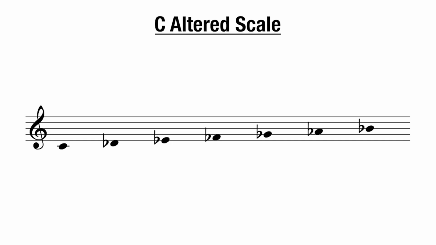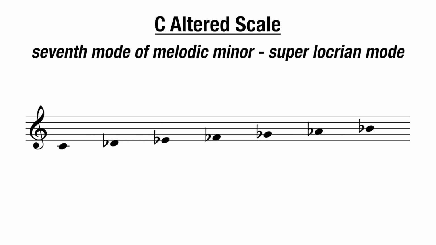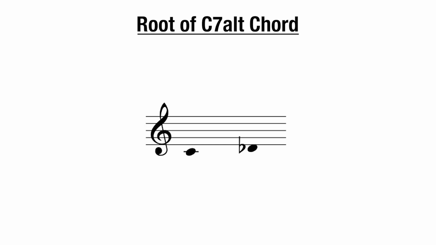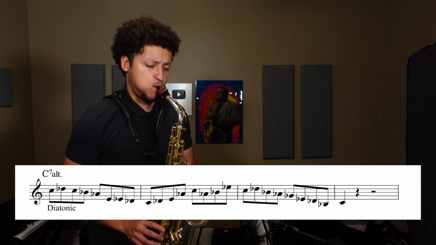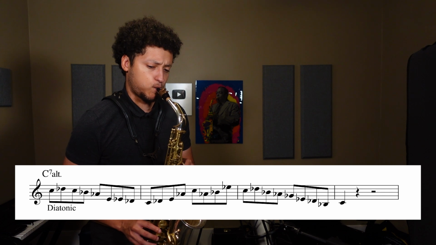The altered scale is really just the 7th mode of the melodic minor scale, also known as the Superlocrian mode. So if we look at the root of our dominant altered chord and just go up a half step, we quickly find our source melodic minor scale. So let's hear that lick one more time. Excellent. Now you are an altered lord.